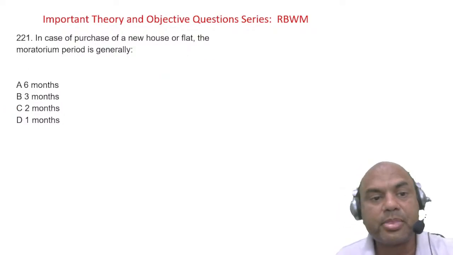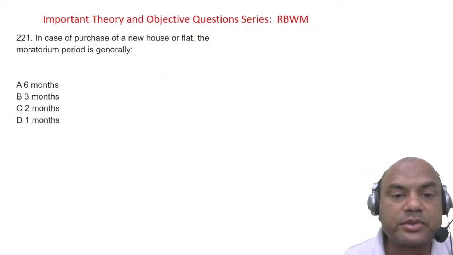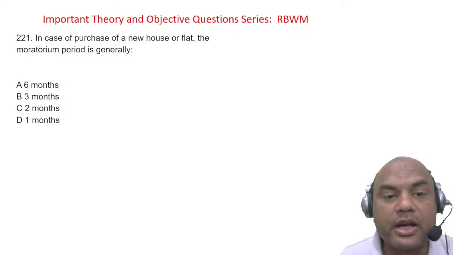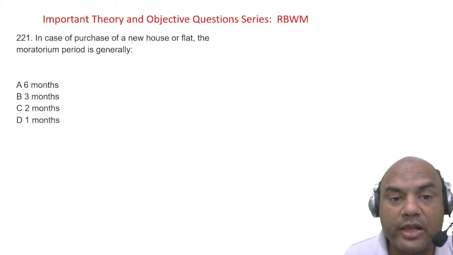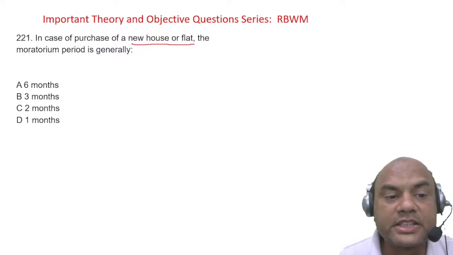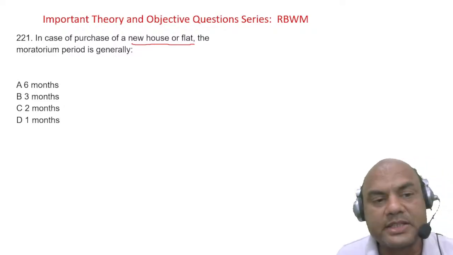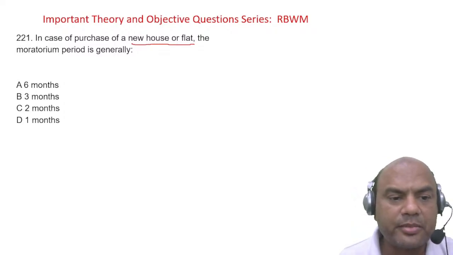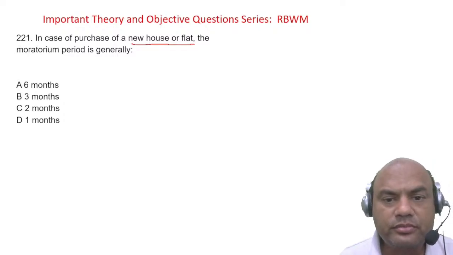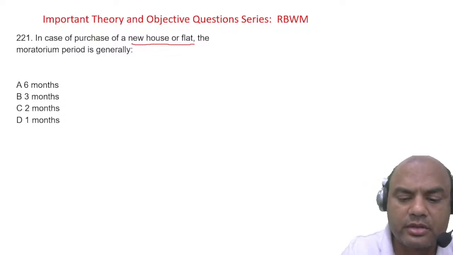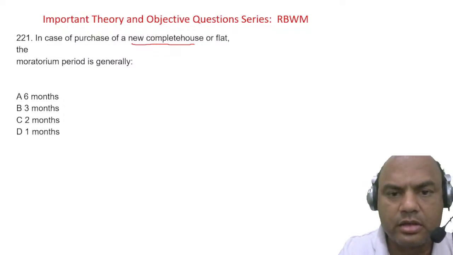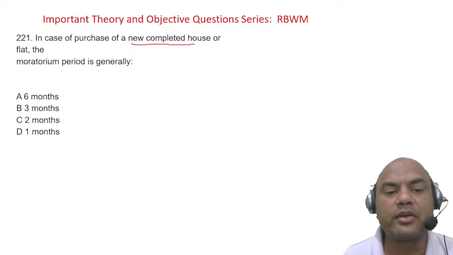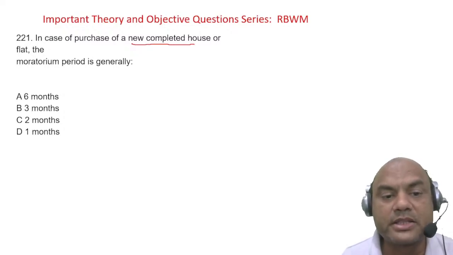In case of purchase of a new house or a flat, the moratorium period is generally 6 months, 3 months, 2 months and 1 month. So I'll write it over here. I'll change this question slightly. Okay, let me do the changes. New completed house or a flat. The moratorium period is generally.